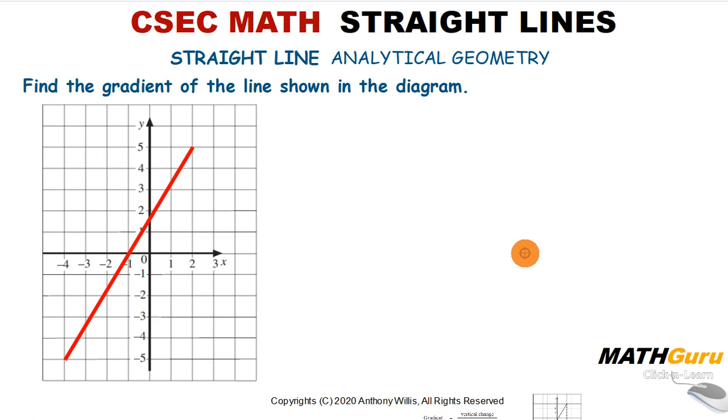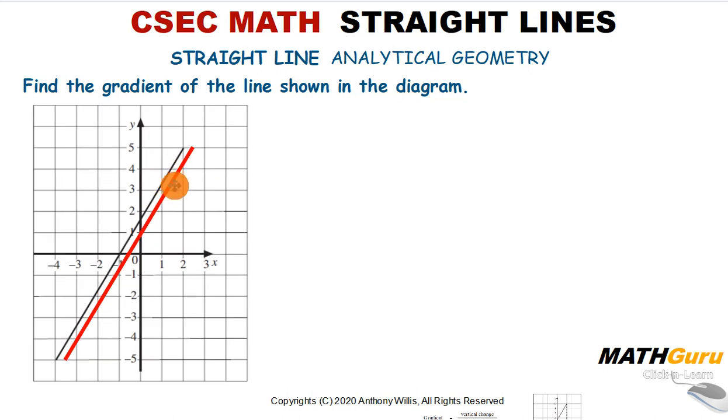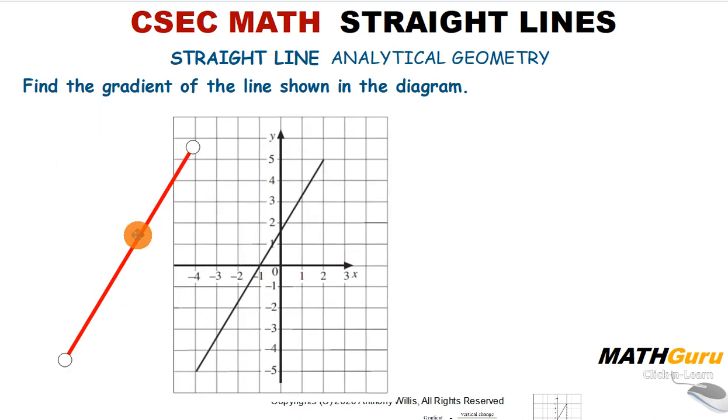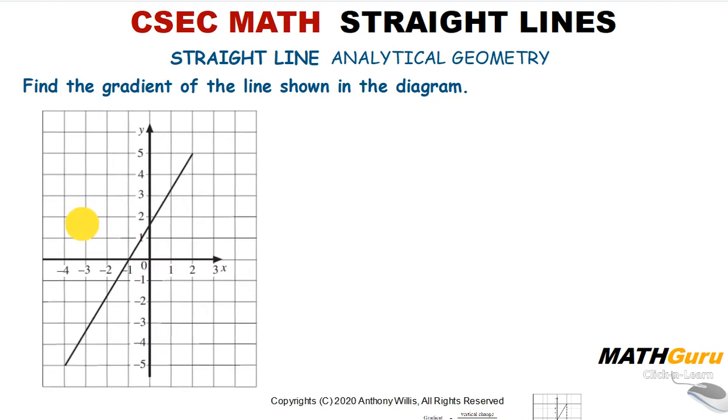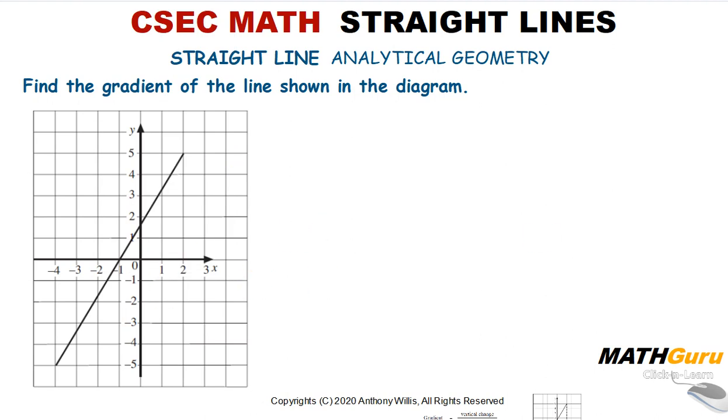Well, you can draw a triangle under the line to show the horizontal and vertical distances. So we can draw a line there and draw a line there to show the vertical and the horizontal distances.